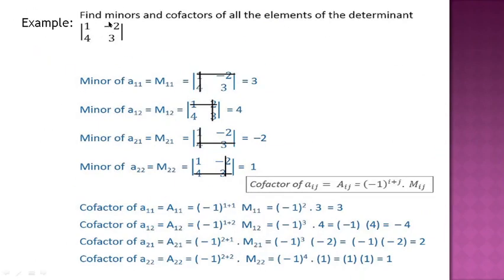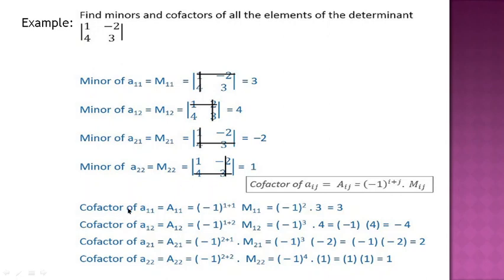Now let's take one example. Find minors and cofactors of all the elements of this determinant. Again, 4 elements, so we will have 4 minors. If we have to find the minor of A11, means M11, we have to cross the first row and first column, and 3 is the answer. M12 means first row and second column we will cross, and 4 is the answer. M21 means second row and first column, and then minus 2, and M22 means second row and second column will cross, and 1 is the answer.